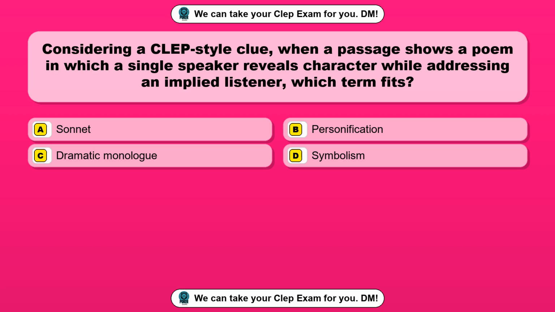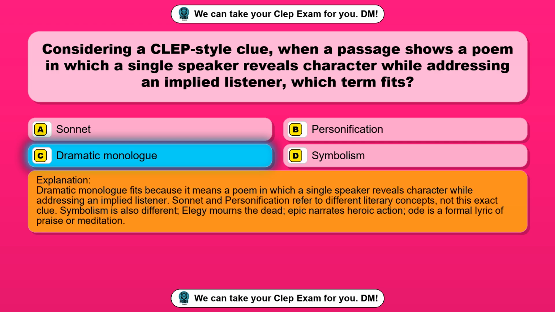Question 17. Considering a CLEP-style clue. When a passage shows a poem in which a single speaker reveals character while addressing an implied listener, which term fits? Option A. Sonnet. Option B. Personification. Option C. Dramatic monologue. Option D. Symbolism. The correct answer is option C. Dramatic monologue. Dramatic monologue fits because it means a poem in which a single speaker reveals character while addressing an implied listener.